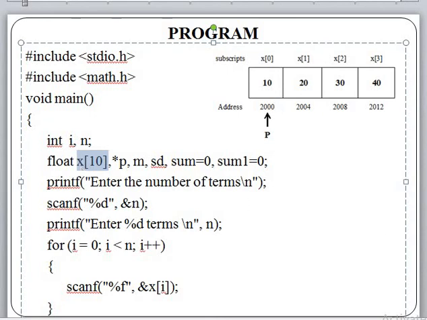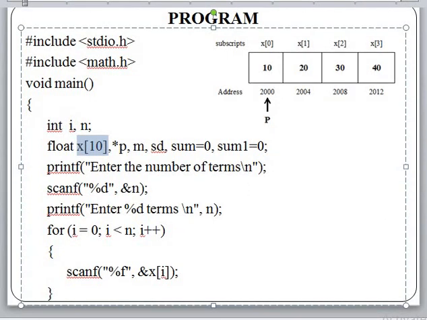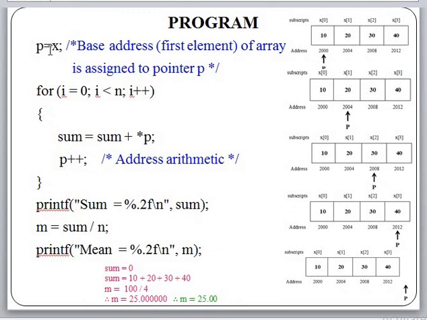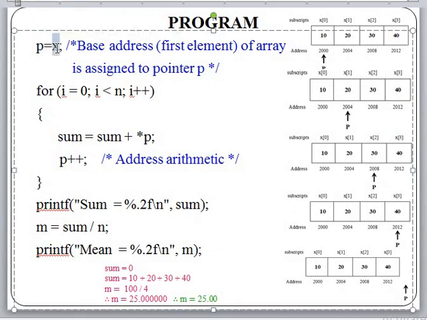So now here in this program, on the next page, we can observe p equal to x. What is this p equal to x? p is nothing but a pointer, and x is nothing but the base address of the array x. So the base address of the array is assigned to the pointer. That means the first element address, in this case, is nothing but 2000.